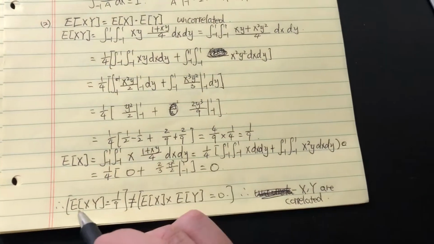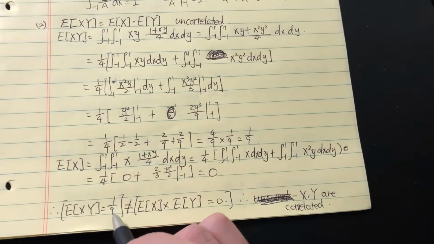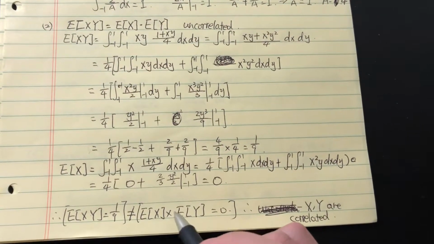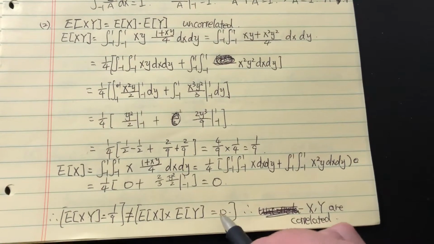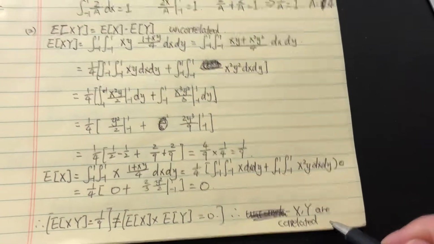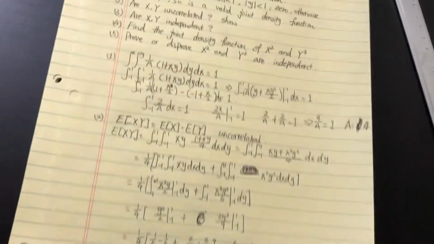So E[XY] is equal to 1 over 4, which is clearly not equal to E[X] times E[Y], which is equal to 0. So X and Y are correlated, so they are not uncorrelated.